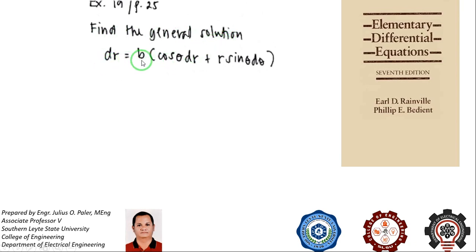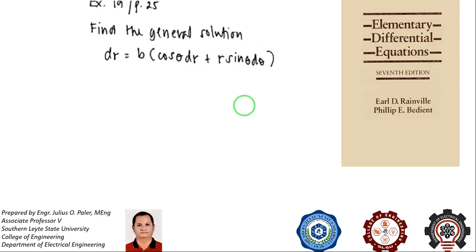dr is equal to b times the quantity cosine theta dr plus r sine theta d theta. As you can see, there are no initial conditions given, so we will no longer be looking for a particular solution, but rather the general solution.